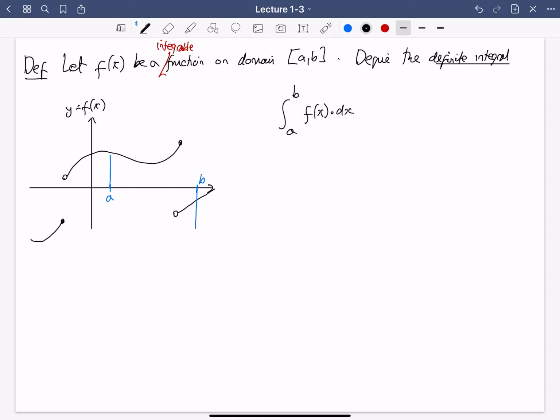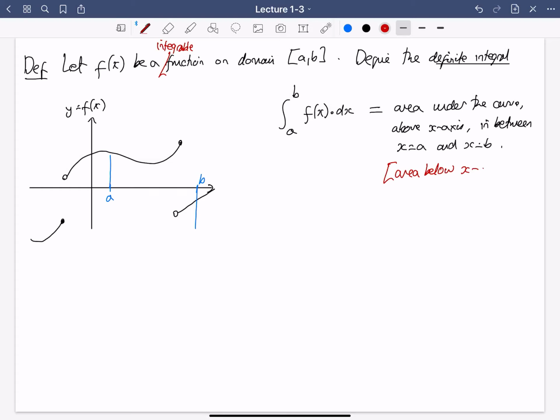It's defined to be the area under the curve that's above the x-axis and it's to the right, so maybe it's in between the lines x equals a and x equals b, which are those two blue lines I've drawn in my picture. So area below the x-axis counts as being negative.